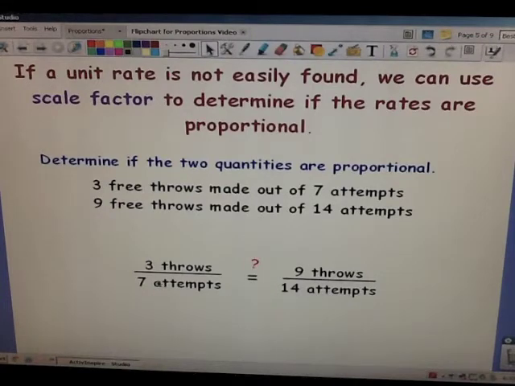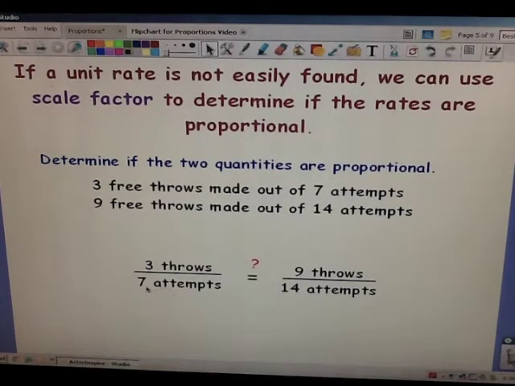This time, if you look at 3 to 7, to find the scale factor we would have to divide by 7, but we can't equally divide 3 by 7. It's just too difficult. It would go into a decimal number. It's not easily determined. So we're going to try our second method, which is using the scale factor.